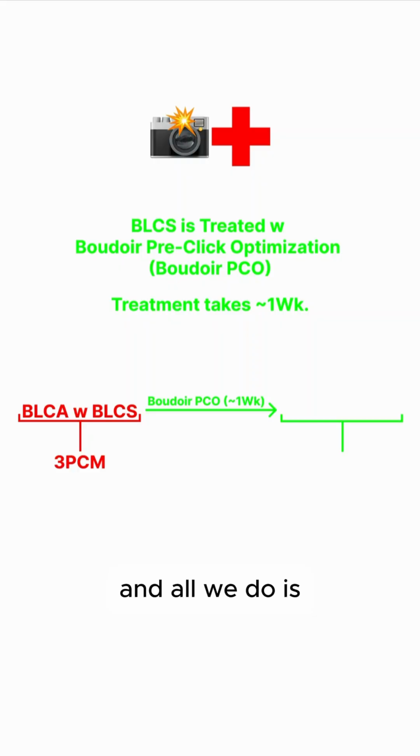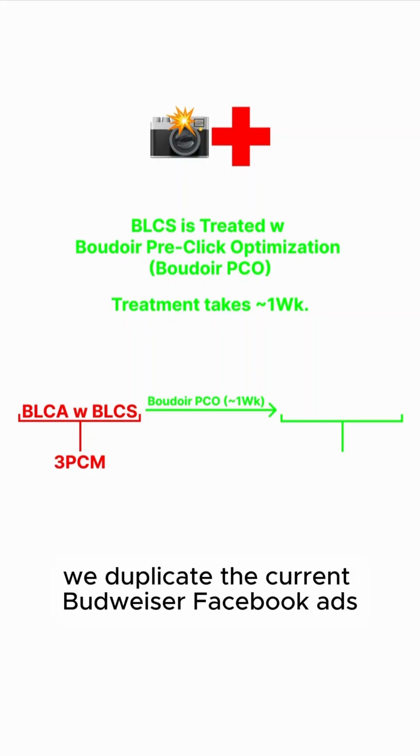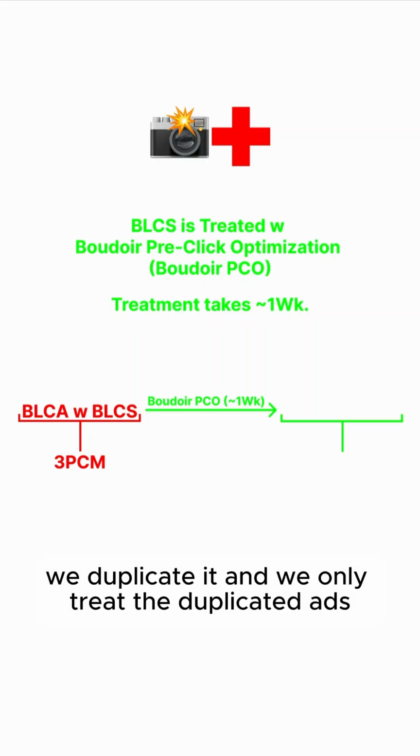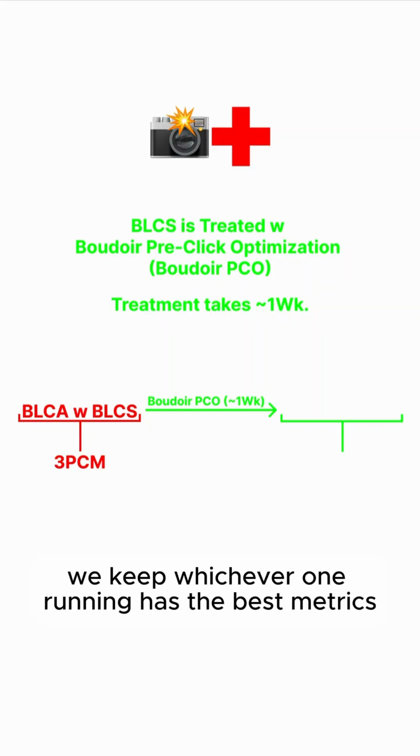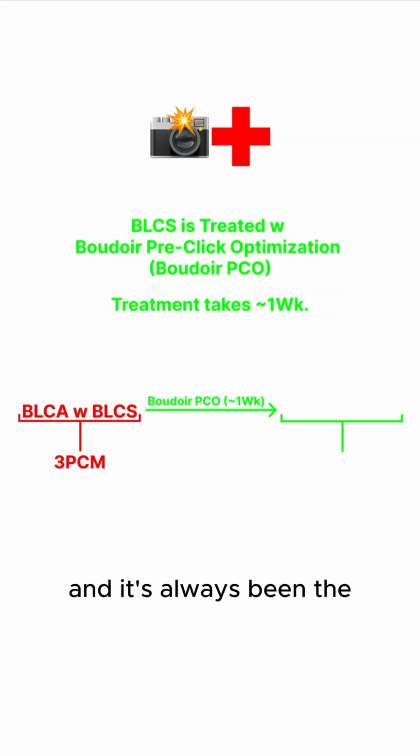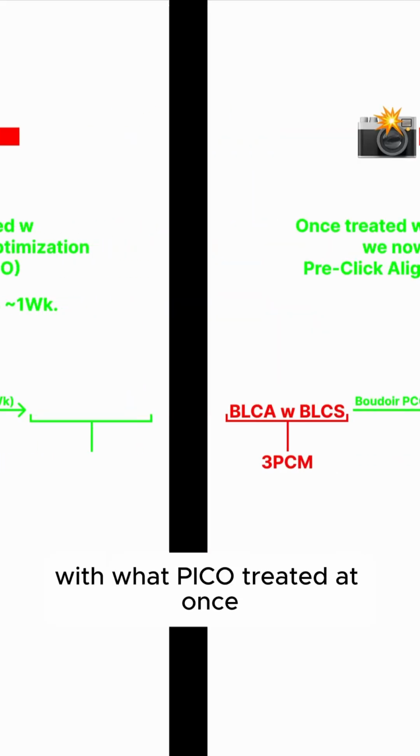And all we do is duplicate the current boudoir Facebook ads. So we leave the original, we duplicate it, and we only treat the duplicated ads. Treatment takes about a week. We look at the metrics. After a week, we keep whichever one running has the best metrics. And it's always been the boudoir Pico treated ad.